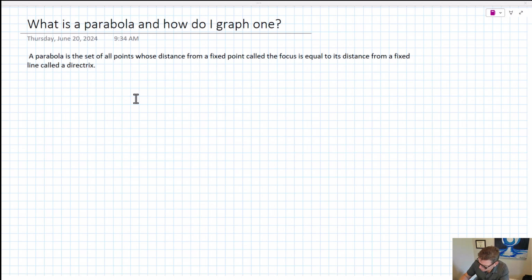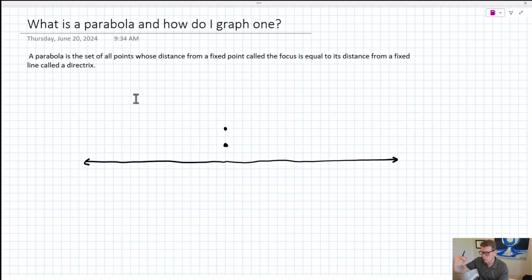Now, in order to graph one of these, let's say I create my focus right here, and then I make my fixed line, called the directrix, 4 units below it. Now, 2 units above the directrix and 2 units below the focus, we're going to have a point, the one that is directly vertically below the focus, and that's called the vertex. So that point that is vertically, or horizontally if we're looking at horizontal parabolas, right above the directrix and right below the focus, that's called our vertex.